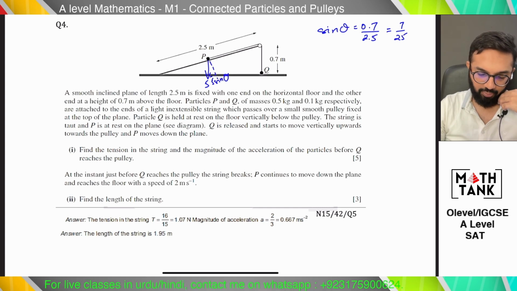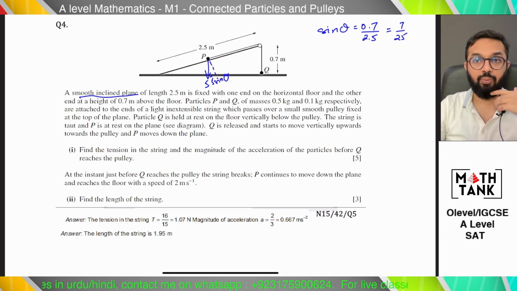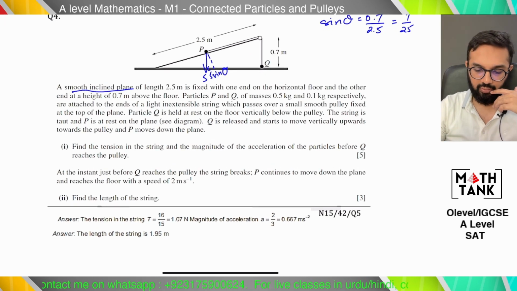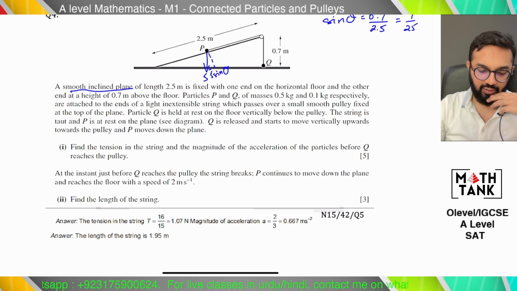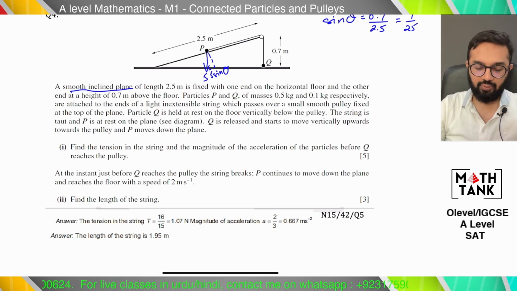Otherwise, it's a smooth table as well, does it say? Smooth inclined plane. So I don't have to worry about friction right now. Okay. Find the tension in the string and the magnitude of the acceleration. So it's a simple question.